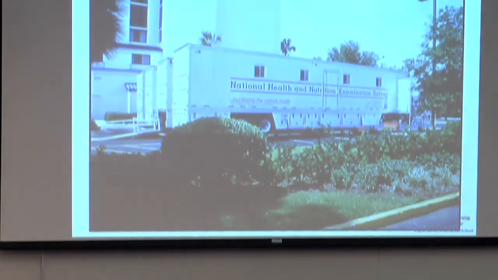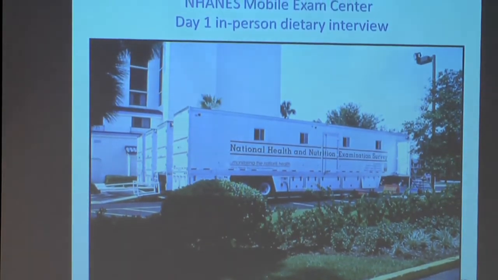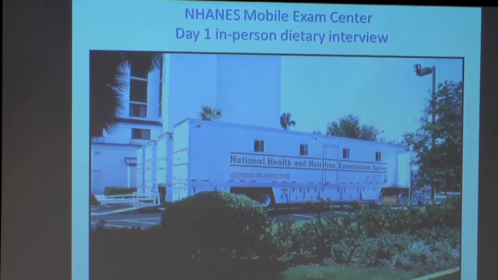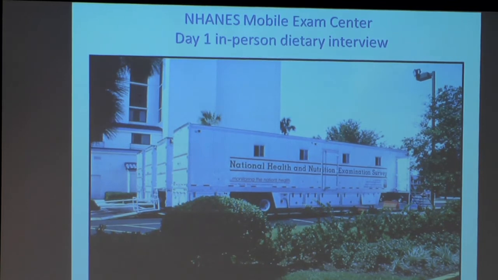This is what the mobile examination center looks like, which goes to these 15 sites across the country. It's 4 tractor trailers, travel across the country, go to a site. I think this picture is taken in a parking lot of a hotel. We connect them together, and respondents go in and have a full medical examination done, as well as their dietary recall.